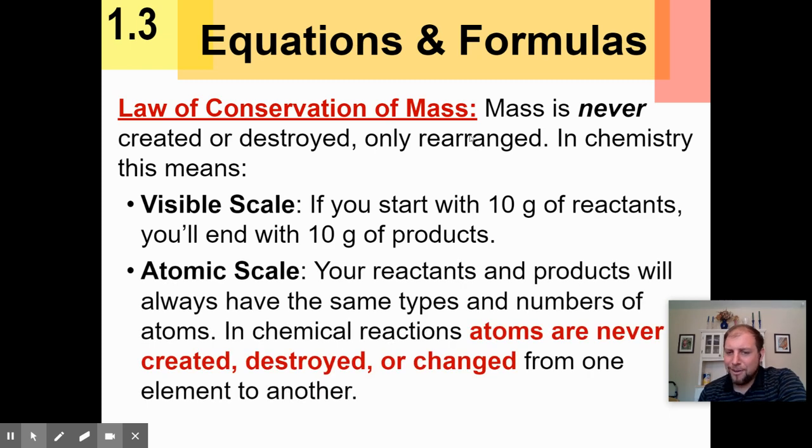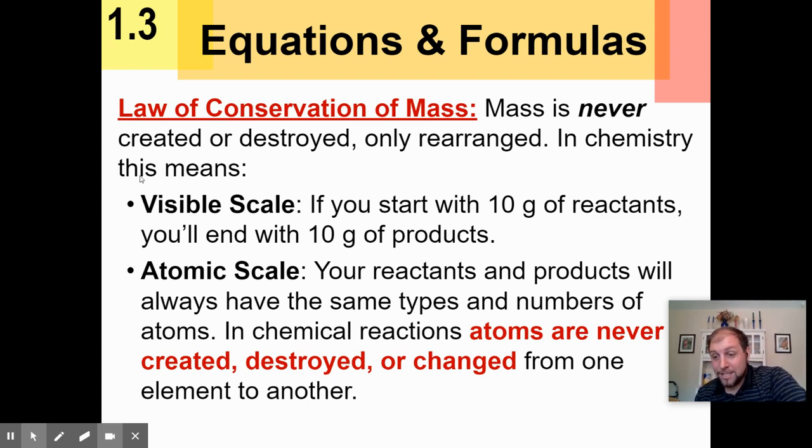At the atomic scale, that means that if I start with a certain number of atoms of a certain type in a chemical reaction, I am going to end with that same number of atoms of the same type at the end of the reaction. We don't create, destroy, or change atoms from one type to another in a chemical reaction. All that happens is we switch their bonds and how they are connected. So this is the law of conservation of mass. This is one of the key ideas in chemistry, right up there with atomic theory, maybe number one, and then a close second is the law of conservation of mass.